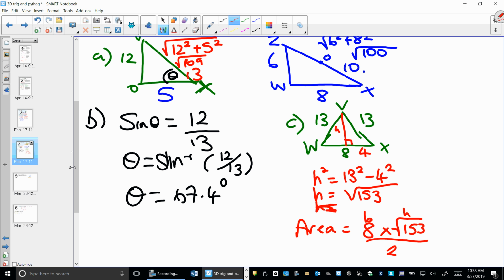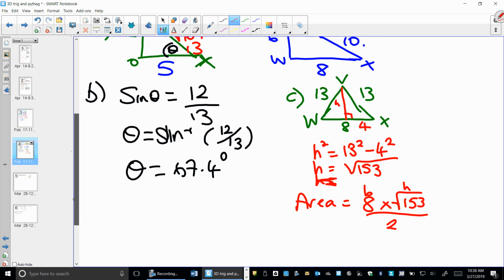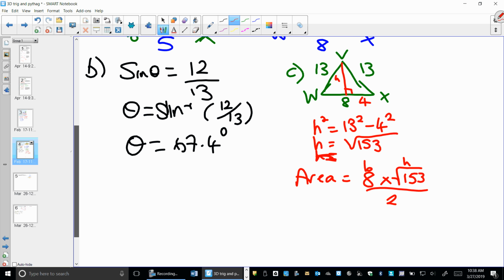So does anyone know what 8 multiplied by root 153 divided by 2 is? No. 49.5. Okay, that took a while, so we're not quite sure.